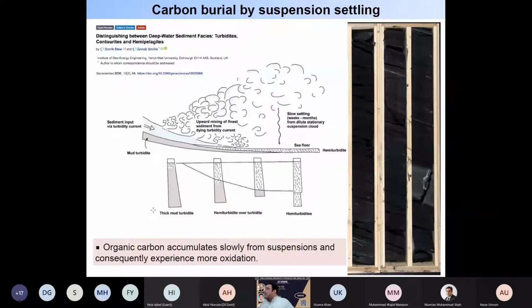The amount of carbon buried in the deep sea is only 50% compared to the shelf sediment. So it's half of the shelf sediment. Where is all this missing carbon going? The first model was these deep sea mudstones, but the depositional process favors its degradation.